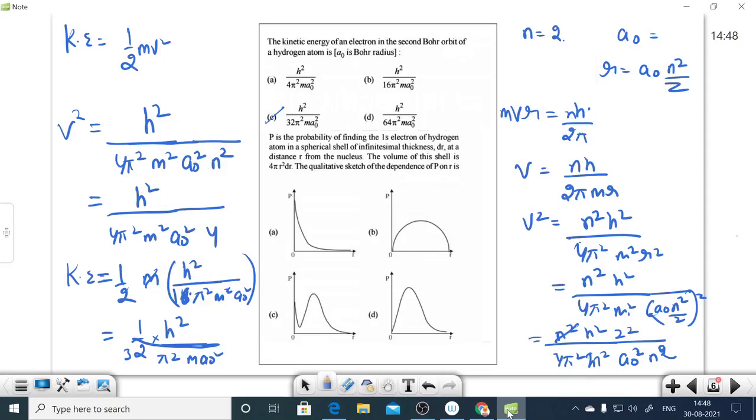The qualitative sketch of the dependence of P on r is, as we all know, in my last lecture in which I was discussing the wave mechanical model, I told you how to draw these graphs, and with that knowledge you can easily predict that D will be the right option, because it is 4 pi r square dr radial probability density, lower to higher, and without touching the zero axis, as we are talking about 1s. So 1s will not have any radial nodes.